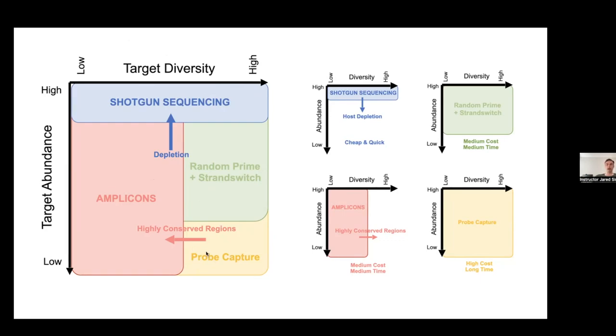And all these different strategies between shotgun sequencing, amplicons, and probe capture have different trade-offs for how expensive they are and how easy the protocols are, with shotgun sequencing being the cheapest and fastest, probe capture being the most expensive and the protocol taking the longest, and amplicons being somewhere in the middle where the cost is sort of medium and the protocol doesn't take too long.